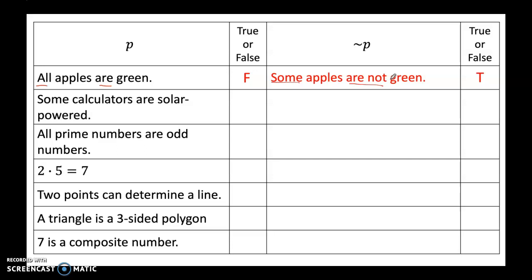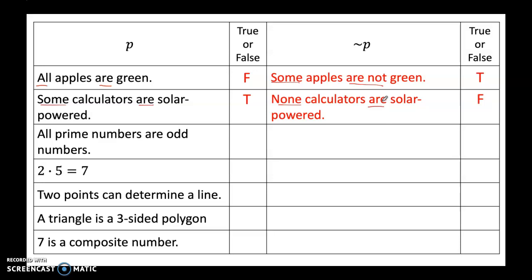Some calculators are solar powered. This is an example of a true statement. And to form the negation of the given statement, we have some are. We will change that into none are. So the negation of some calculators are solar powered is none of the calculators are solar powered. And that will be a false statement.